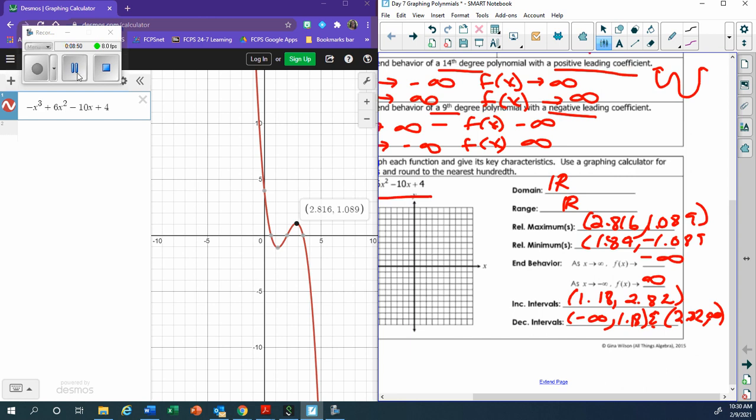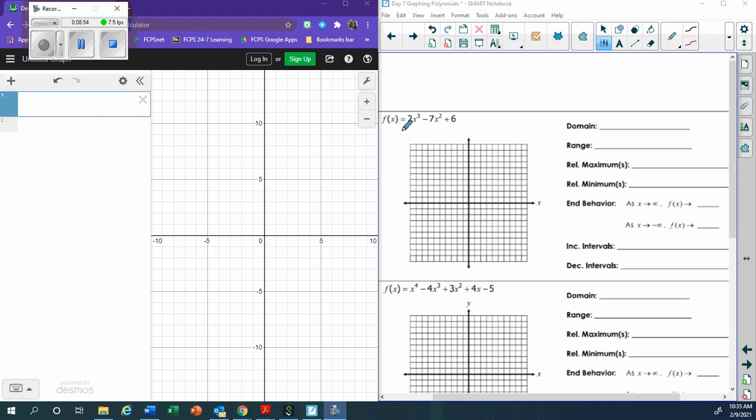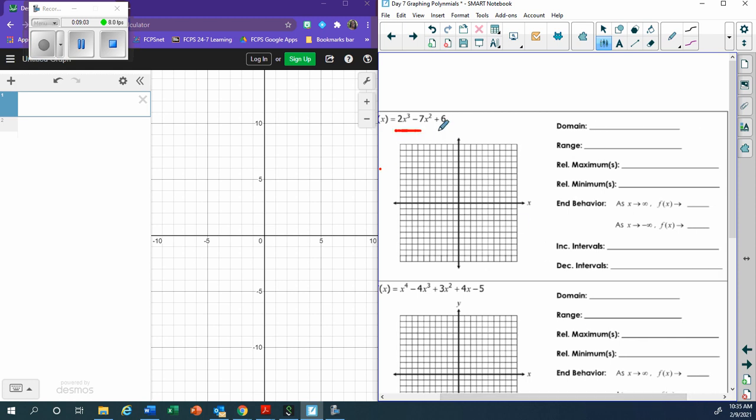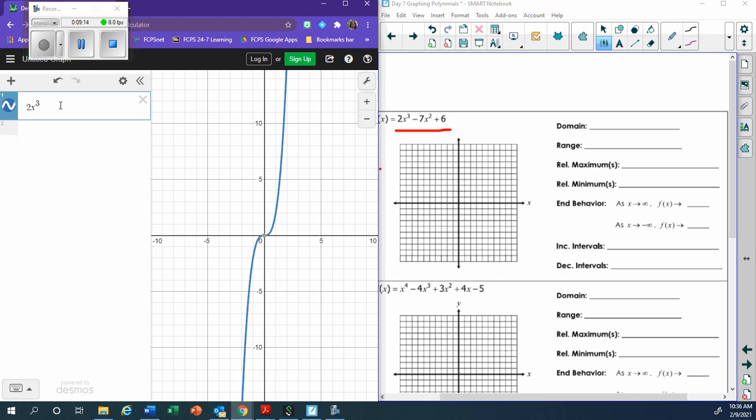Alrighty, we're recording. So the first thing I want you guys to do, this is number 6. So go ahead and let's put this in Desmos, right? We come here. Everybody open up your Desmos and do it this way. 2x to the power of 3 minus 7x to the power of 2 plus 6.